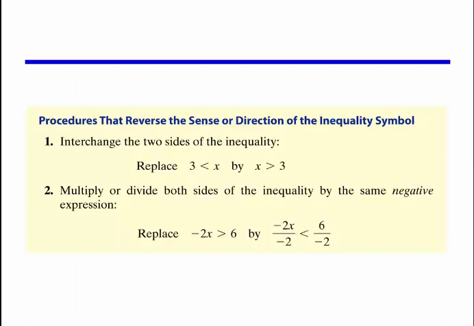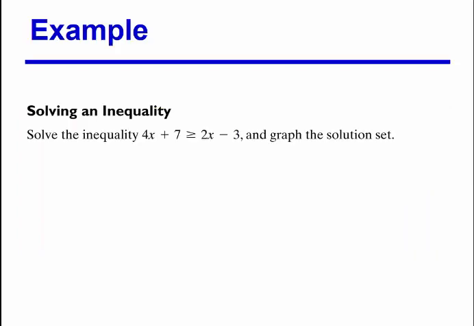So just also remember that procedures that reverse the sense of direction of the inequality symbol: if we multiply or divide by the same negative value expression, we have to flip the direction of the inequality symbol, or we can simply change the directions. And I spoke about this in class. When we solve it, we do want the variable on the left because it helps us to determine which way our graph is going.